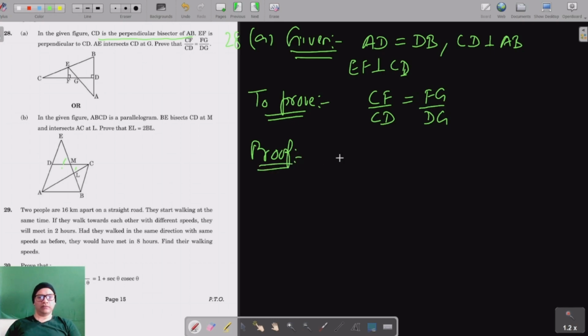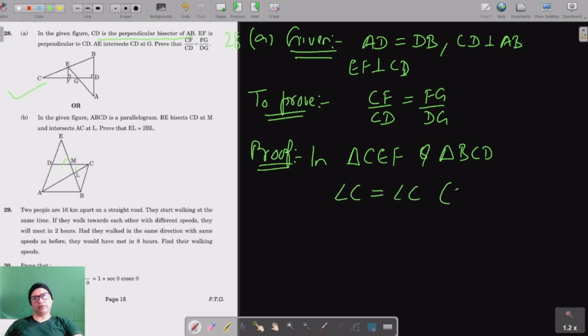And let's see what happens. So this is in triangle CEF, and the bigger one, that is BCD. So this is the figure. And here angle C is equal to angle C, which is common. And angle F, that is EFC, is equal to angle BDC, both being each 90 degrees.